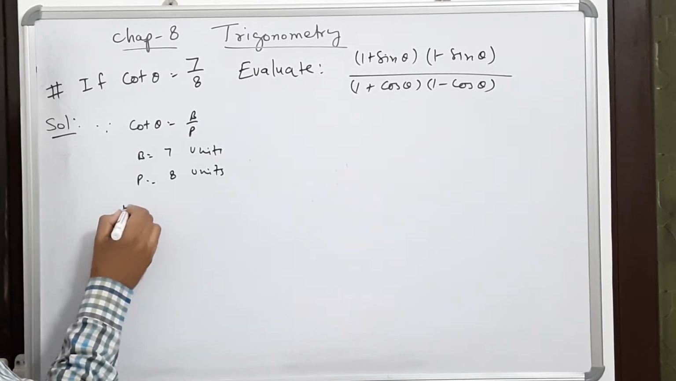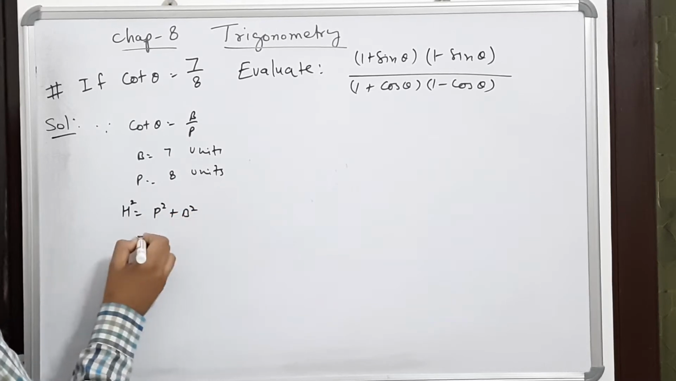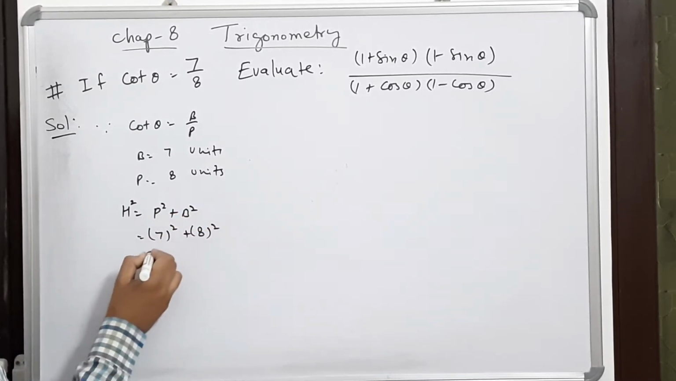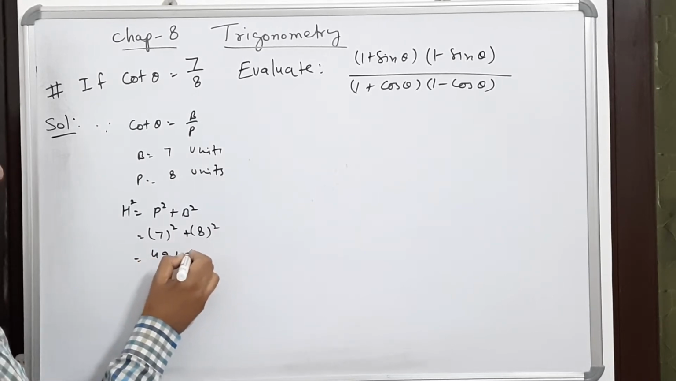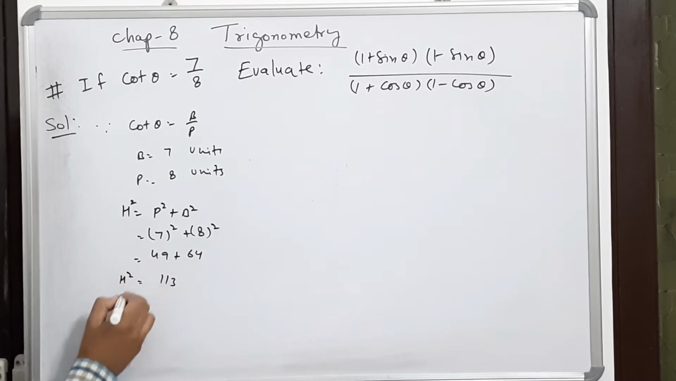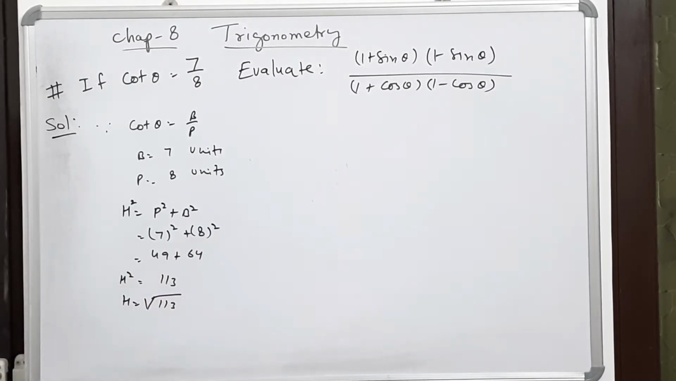Now we will calculate h square, which is p square plus b square. So it is 7 square plus 8 square, 49 plus 64. If you make a total, it is 113. So what is the value of h? Root 113. As I told you earlier, this root 113 is irrational. So we keep it as it is.